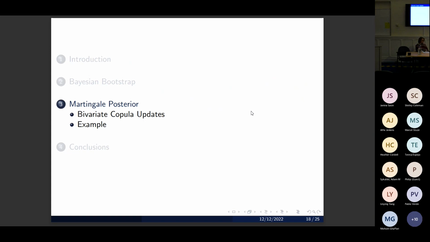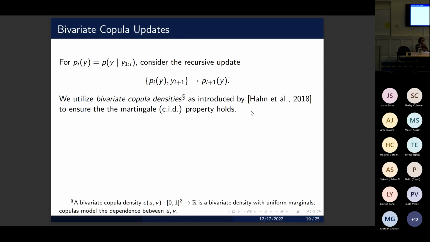The bivariate copula update is an update introduced by work by Hahn et al. in 2018. The idea here is that we're going to consider a recursive update shown here, where p subscript i is the predictive density given y1 to i. In this case, y is just some arbitrary test point, potentially on a grid. We take this predicted density, and then we see a new observation yi plus 1. To get our updated predictive density, we take some function of those two things.